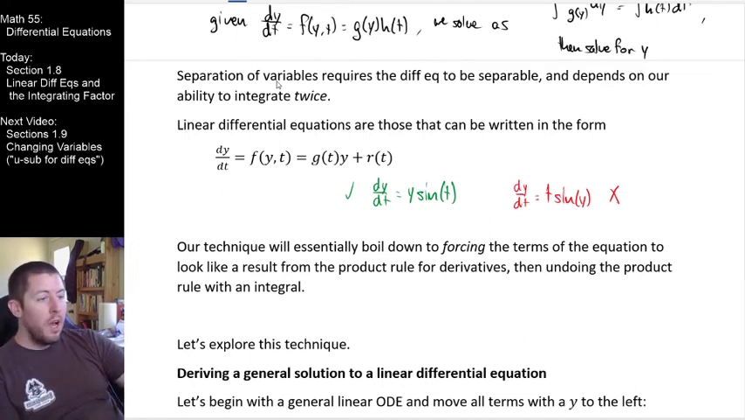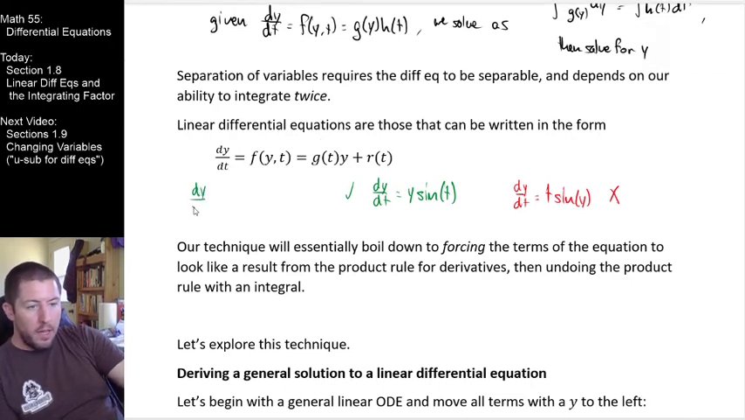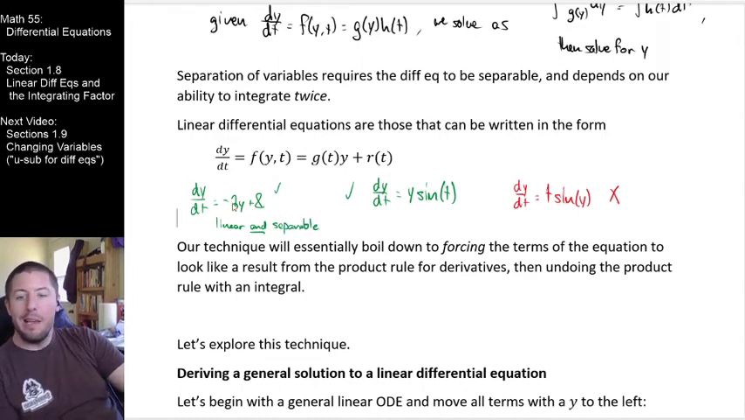It's also true, maybe I'll write one more over here, that dy dt equals negative 2y plus 8. You should recognize that this is both linear and separable. So this is one that we could solve using either technique here. Negative 2y plus 8, it is linear in y. Negative 2 is g of t, plus 8 is r of t.